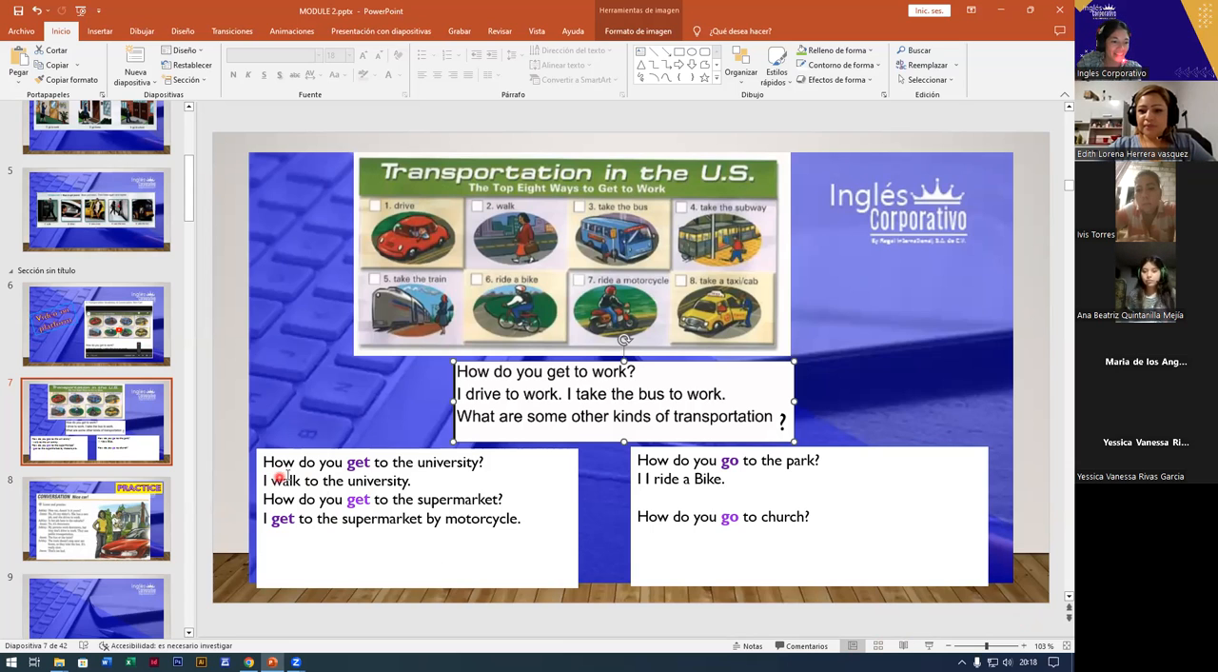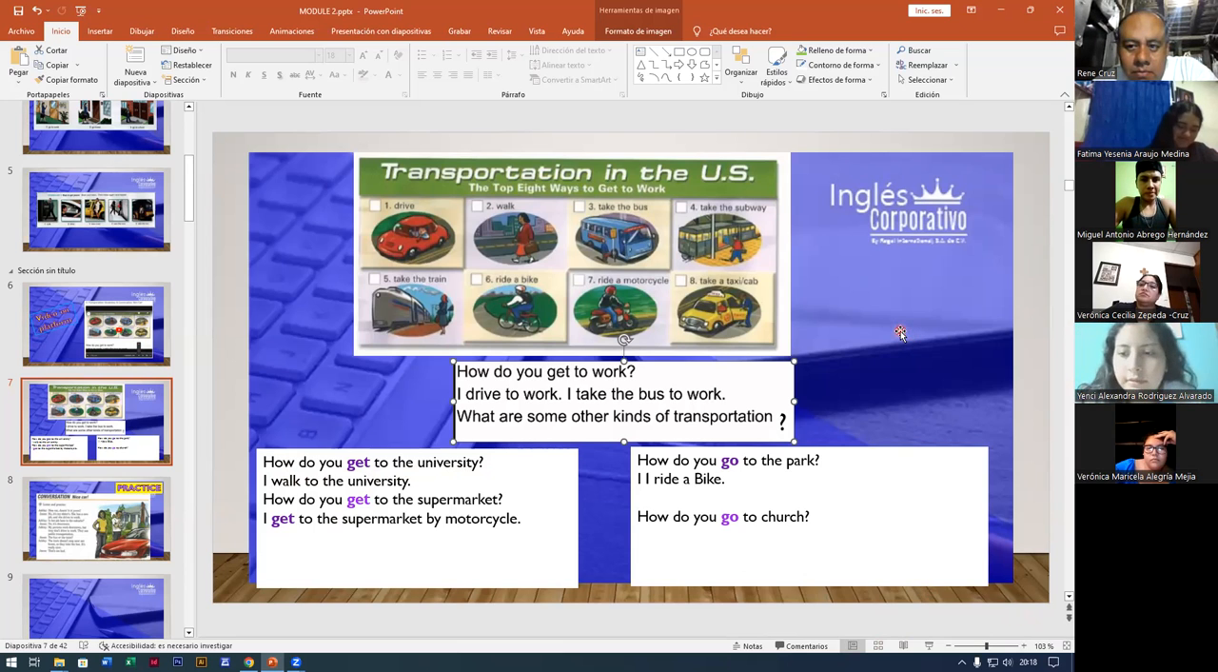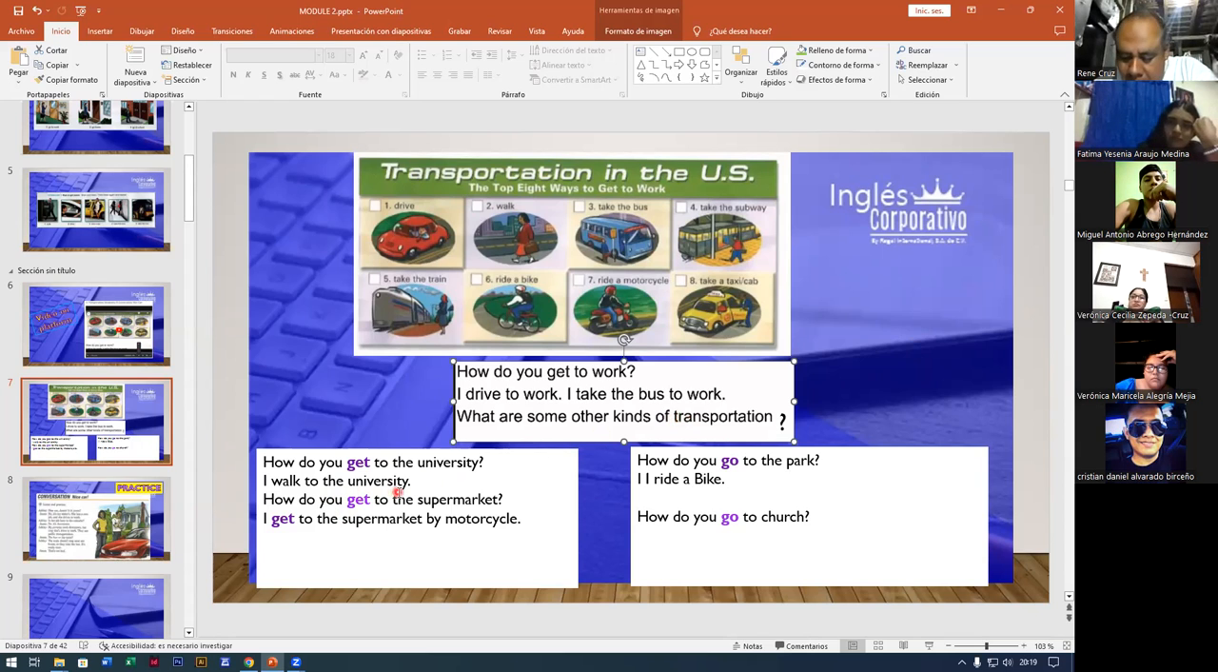All right, good one. Now, let's check another example. How do you get to the university? Who goes to the university? Jency, right? Hey, Jency, welcome. How do you get to the university? Do you walk? You take the bus? You take a taxi? You take Uber? Take the bus. All right. I take the bus to the university. That's good. Veronica Marisela, how do you get to the supermarket?